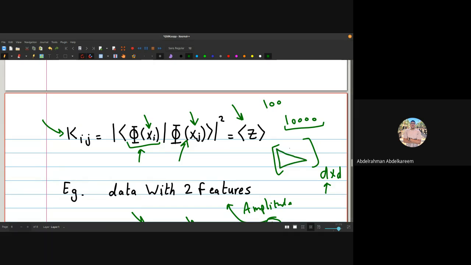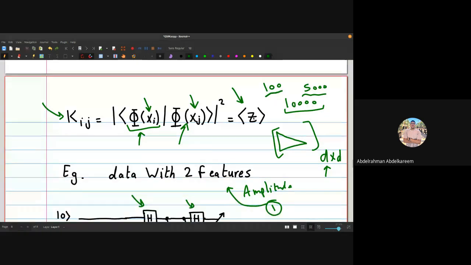It's the lower triangle, so we'll create 5,000 unique circuits. So the computational cost is only d squared. The number of features doesn't actually affect the computational cost here, in theory.